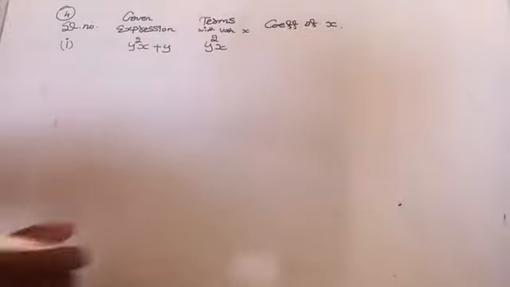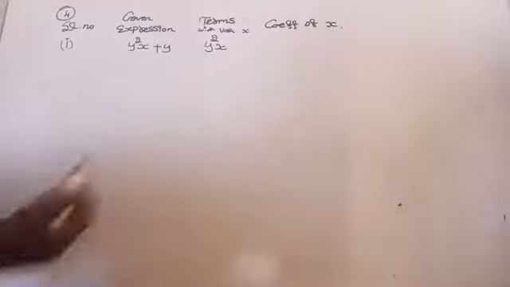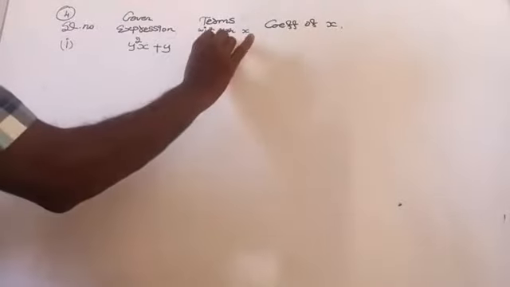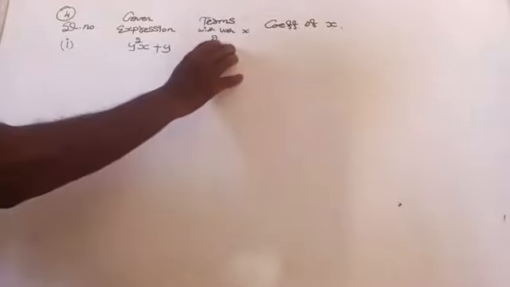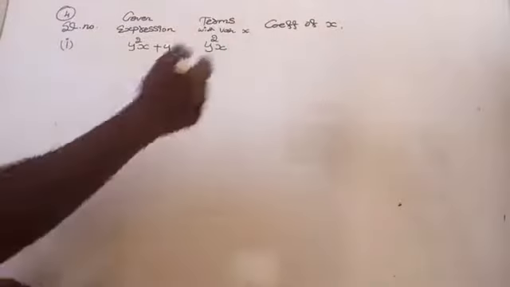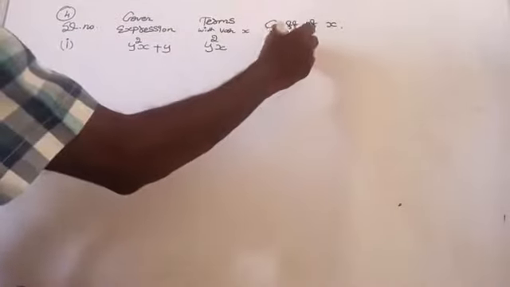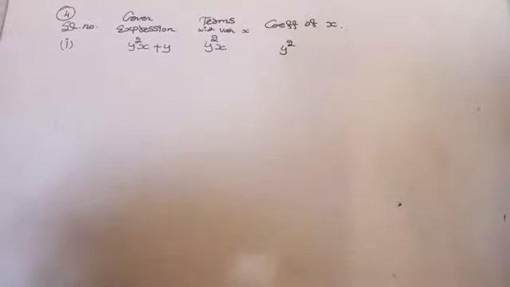Now you have to find the coefficient of x. What is the coefficient of x? Leave the x, and then what are you left with? Y square. Leave this x. What is left out? Y square is left out. So the coefficient of x is y square. Am I right here?